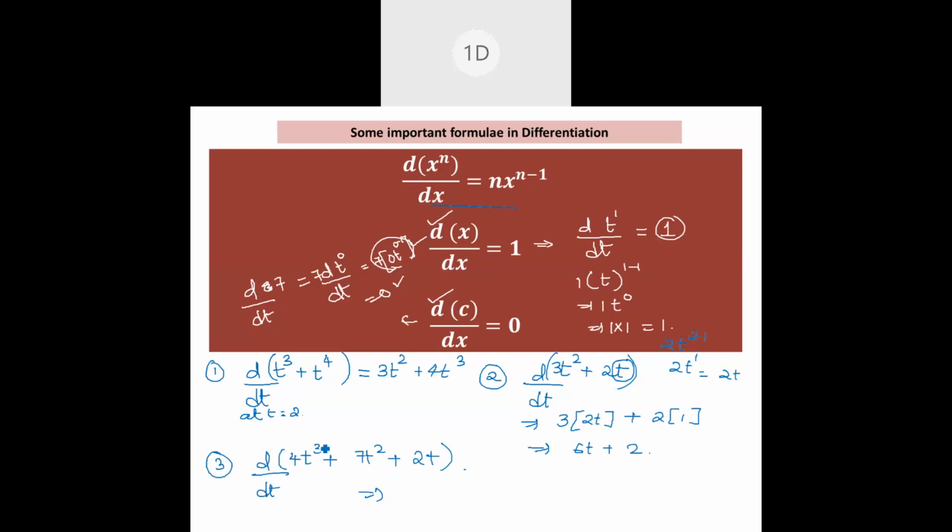So guys, without going to see the formula, try to do it on your own. The third one. 4 is a constant. Ma'am, 4 into 2t square, plus 7 into 2 into t. Very good. Plus 2 into 1. Yes, ma'am.